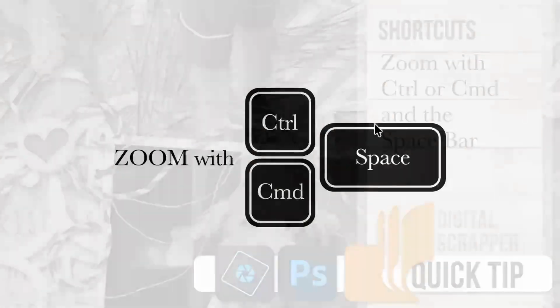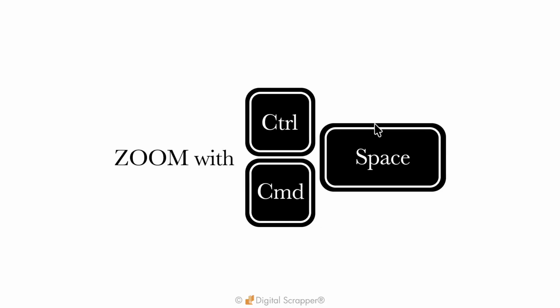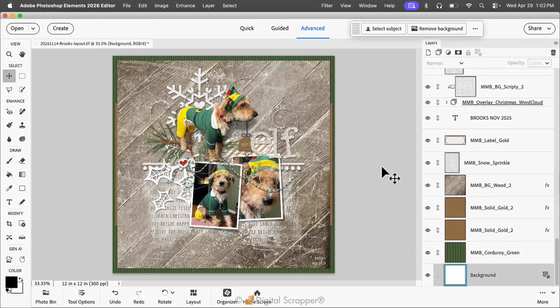Make quick work of zooming around on your document using Ctrl or Command and the spacebar. I'm recording this video in Photoshop Elements, but it works exactly the same in Adobe Photoshop. Make sure you have the Move tool.